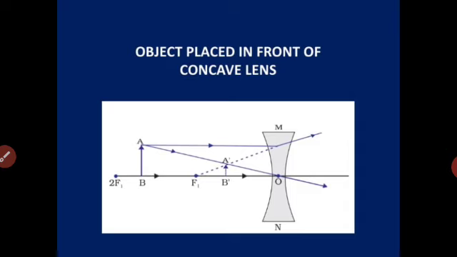The point A dash where the two rays meet after refraction gives the position of the image. Thus we see we have the image A dash B dash formed, which is smaller in size. Also this image formed here is virtual and erect. So these are the characteristics of the image formed by a concave lens. There are only two possibilities. Let us see how we summarize it.